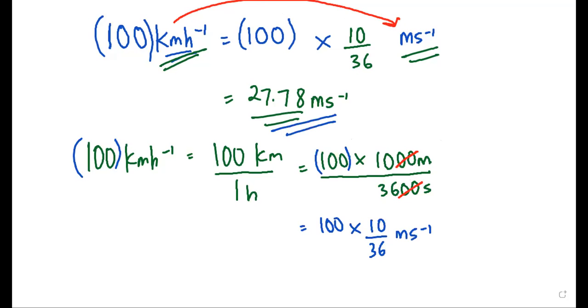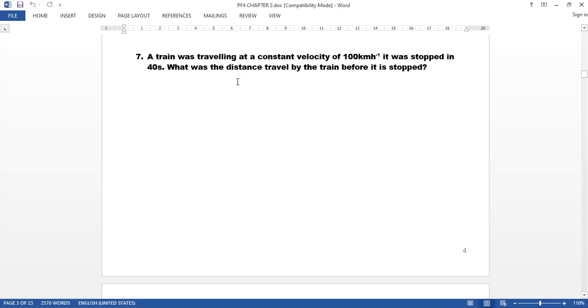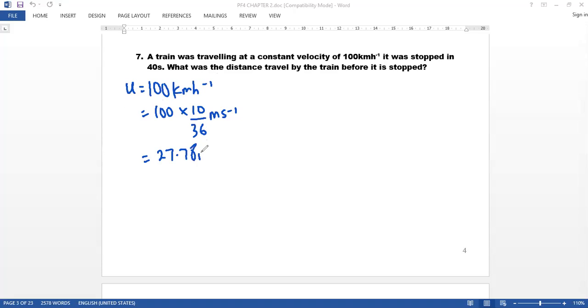So we go back to that question just now. Okay, so I redo again for y'all. A train was traveling at initial velocity of 100 kilometer per hour. You want to change it to meter per second. I say just times 10 over 36. Your answer will be in meter per second. So you end up getting 27.78 meter per second. This was the initial velocity. It was stopped. So the final velocity is 0. And it took 40 seconds. What was the distance traveled?